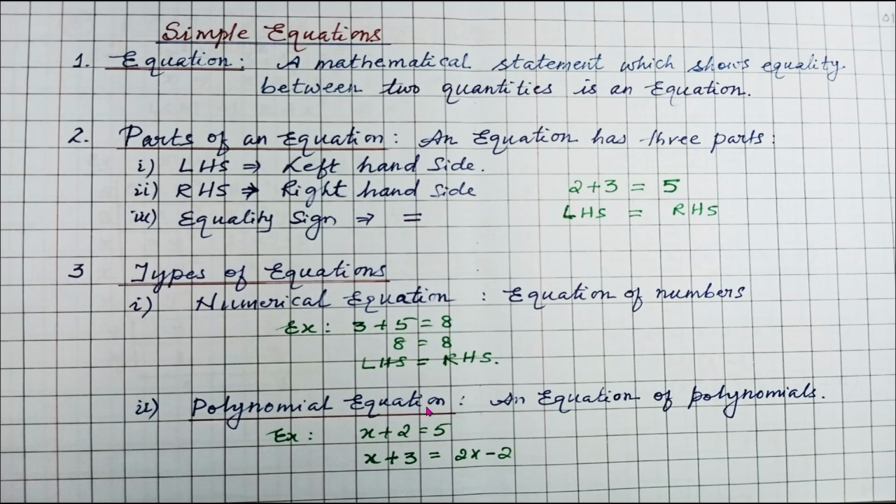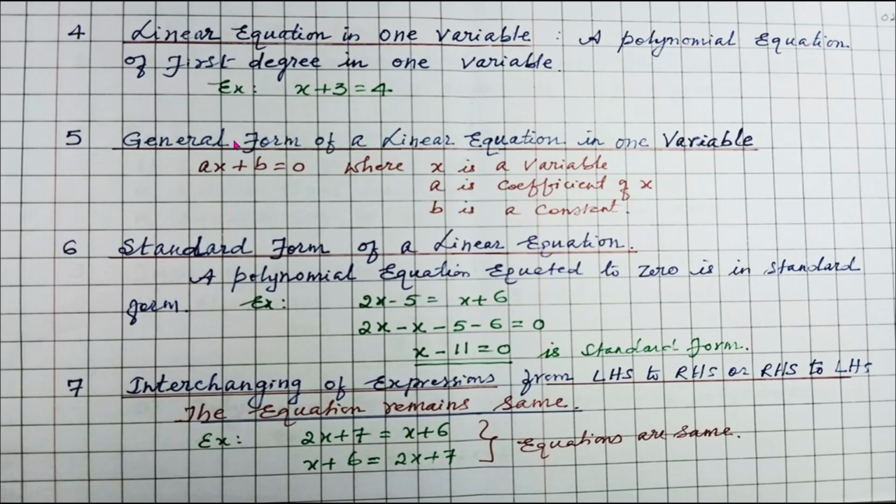Then we have polynomial equation. It is an equation of polynomials. Let us take an example here. X plus 2 is a polynomial and it is equated to 5. X plus 3 is a polynomial. 2x minus 2 is also a polynomial, and there is equality sign between them. So both are polynomial equations. Remember that.